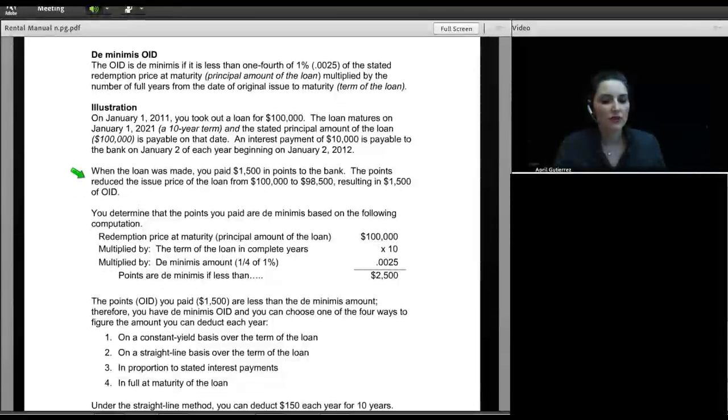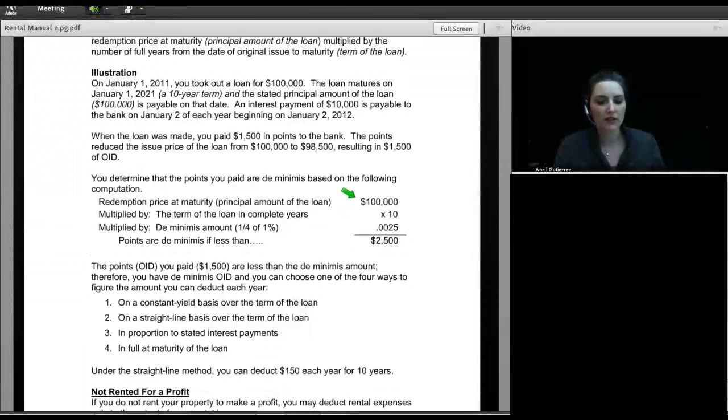When the loan was made, you paid $1,500 in points to the bank, and the points reduced the issue price of the loan from $100,000 down to $98,500, resulting in $1,500 of original issue discount. You determine that the points you paid are de minimis based on the following computation. You look at the redemption price at maturity of the loan, the principal amount of the loan, that is $100,000, multiplied by the term of the loan in years, 10 years, multiplied by 1/4 of 1%. And when you do that, you get the de minimis amount. That is, the points are de minimis if they're less than this number, and the number being $2,500.